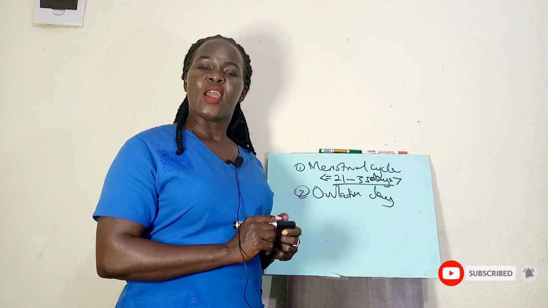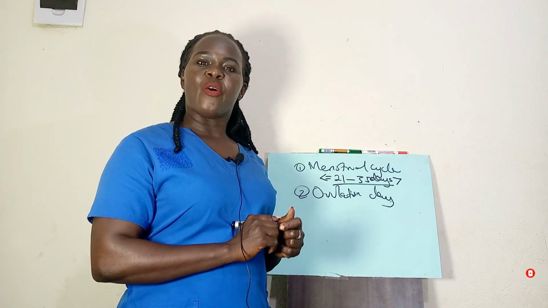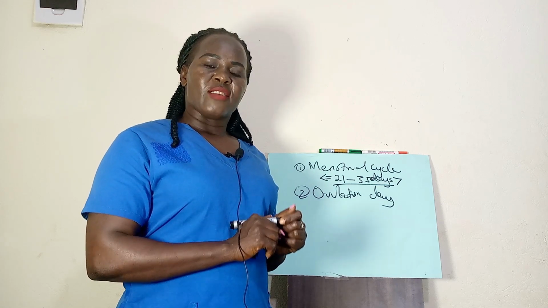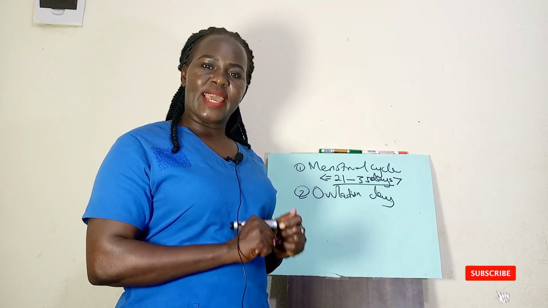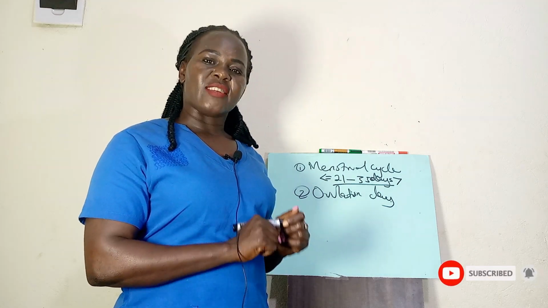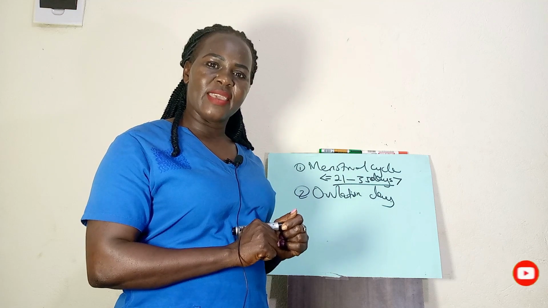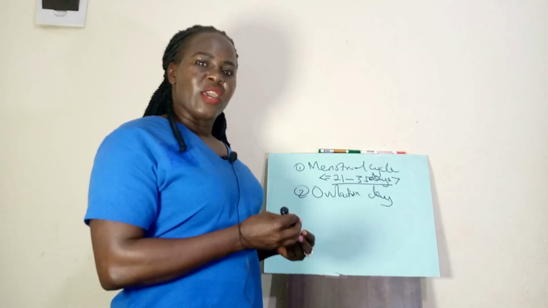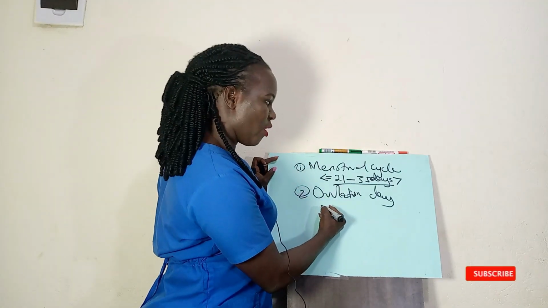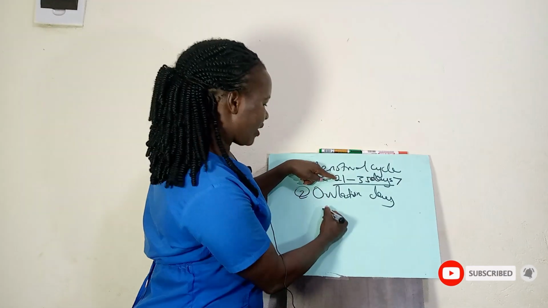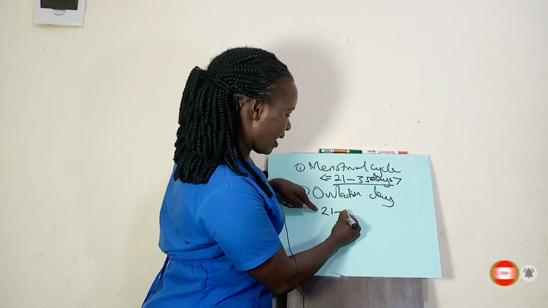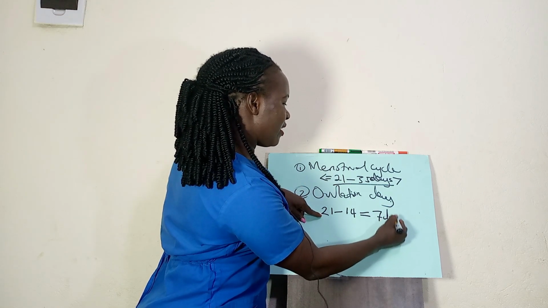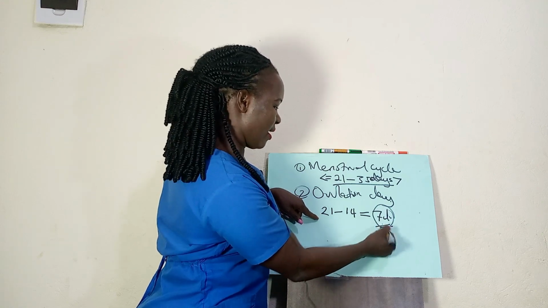Going to ovulation day. Ovulation day is the day when your egg leaves the ovary and goes into the uterus for fertilization. There is one specific day that every woman ovulates, and it is very important to know your ovulation day when you're calculating your safe days. How do you know your ovulation day? You take your menstrual cycle, assuming it is 21 days, and minus 14 days, giving you 7 days. This is your ovulation day.